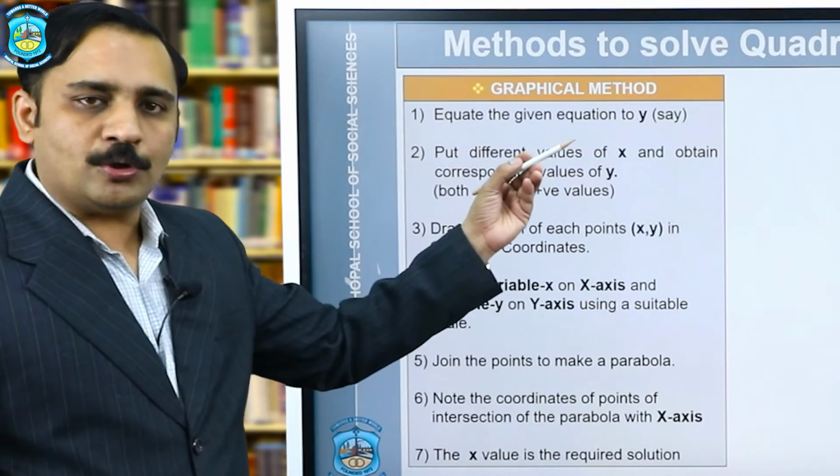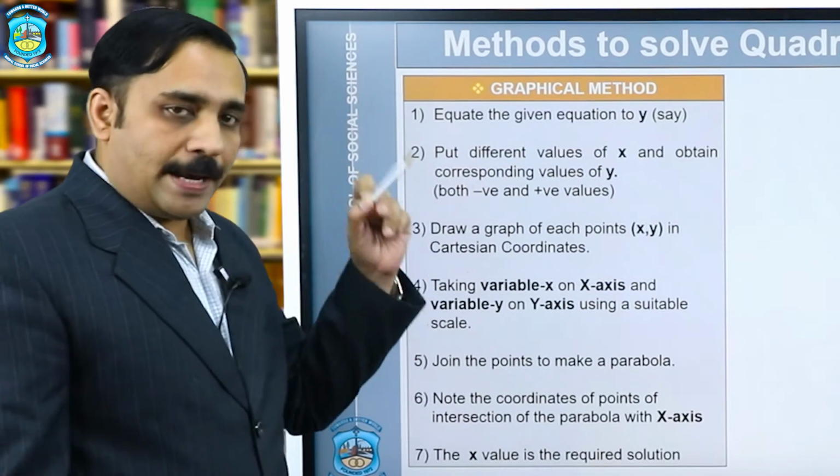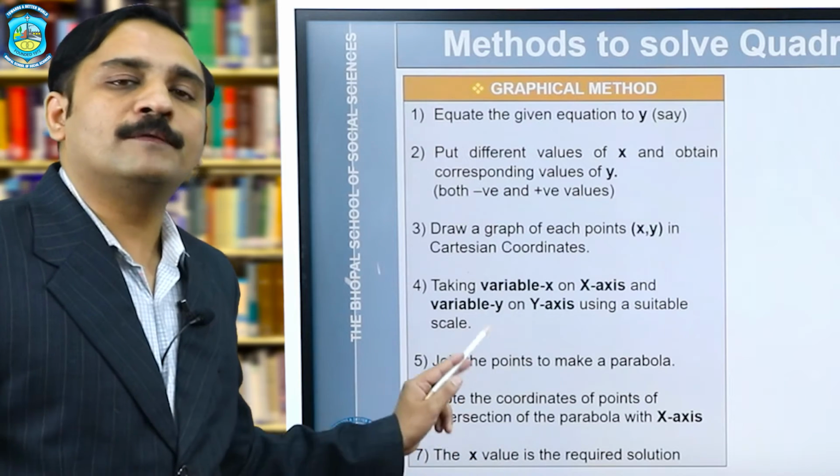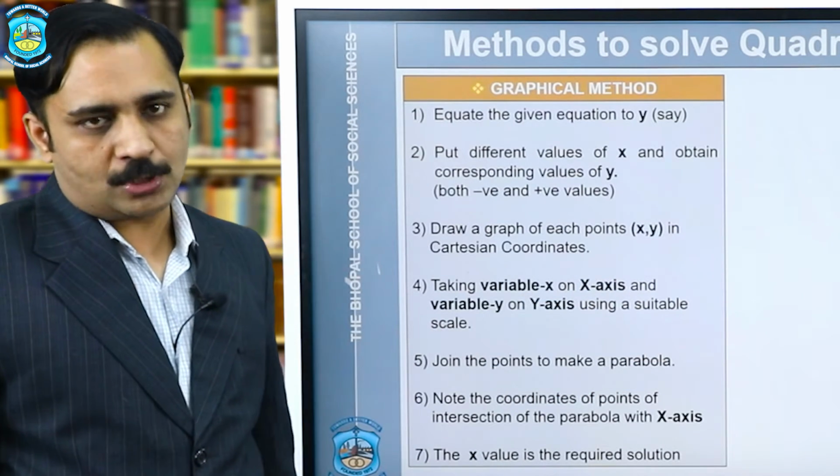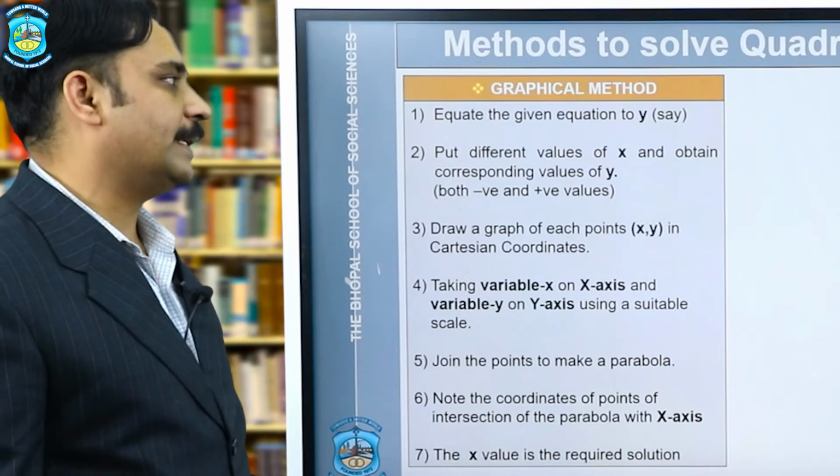On plotting these points on a graph paper, we get a parabola. Now the point of intersection of this parabola with the x-axis gives the two values of x to us, or we can say two roots. Let us see it with an example.